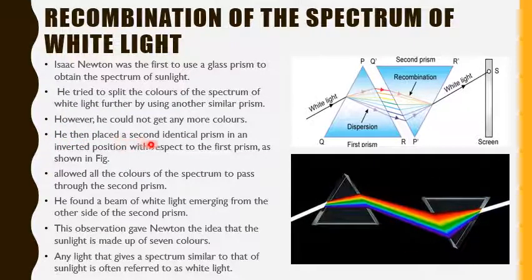He then placed a second identical prism in an inverted position with respect to the first prism as shown in the figure. Just see, one he put straight and the second one inverted, meaning opposite direction, and then he placed a screen over here. From here he sent the white light, and from here you can see the white light coming out.